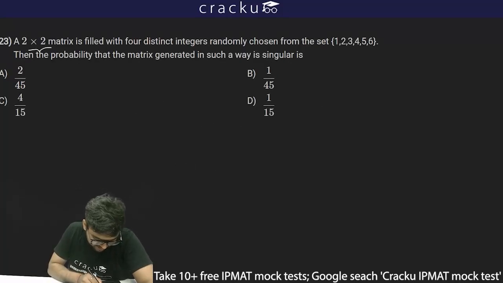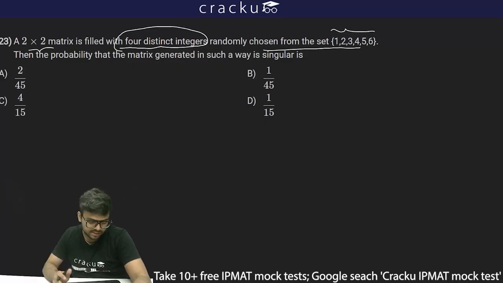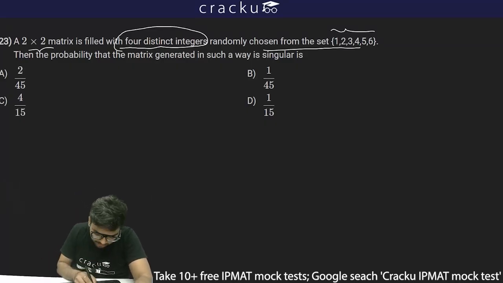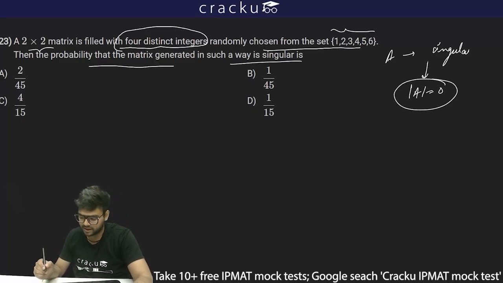A 2 cross 2 matrix is filled with 4 distinct integers randomly chosen from the set 1, 2, 3, 4, 5, 6. So this is the set from which we have to choose 4 distinct integers. The probability that the matrix generated in such a way is singular is. So if A is a matrix, it is said to be singular when determinant of A is 0.